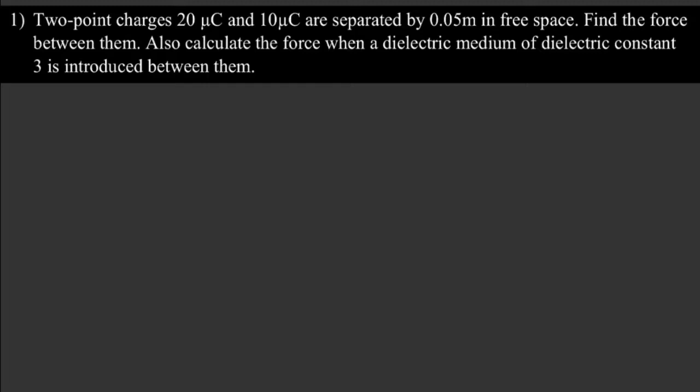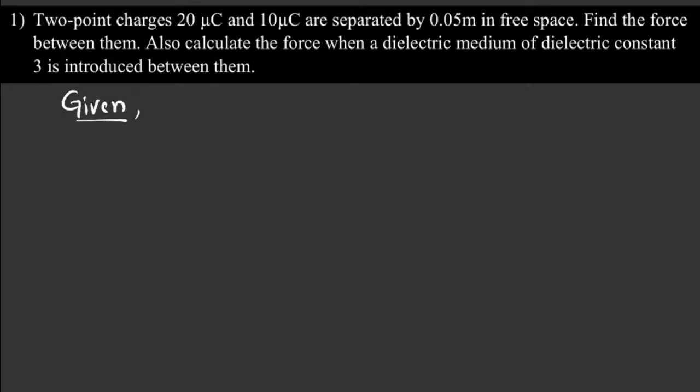Now see here what is given. We have two point charges, 20 microcoulomb and 10 microcoulomb, which are separated by 0.05 meter. It means the distance between the two charges is given. And what we need to calculate here? We need to calculate the force between the two charges. And they are also asking to calculate the force when a dielectric medium, whose dielectric constant is 3, is present between the charges. For theoretical purposes, first we need to write all the given data.